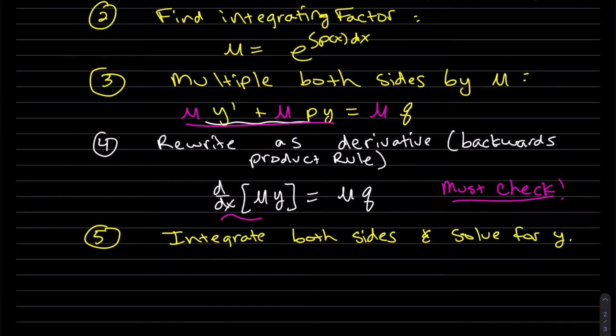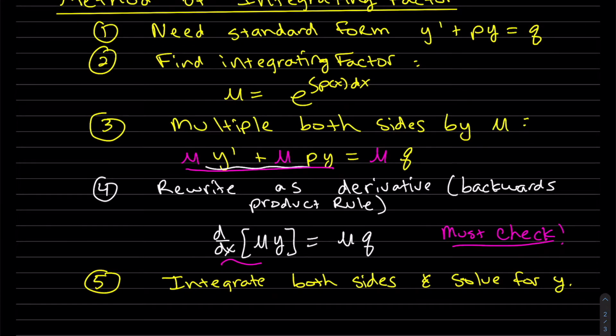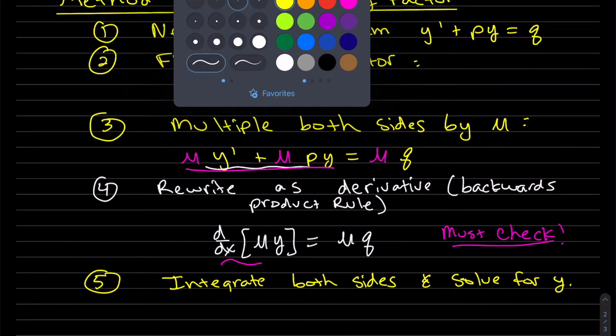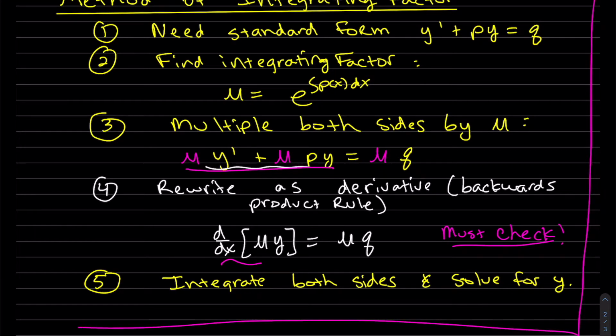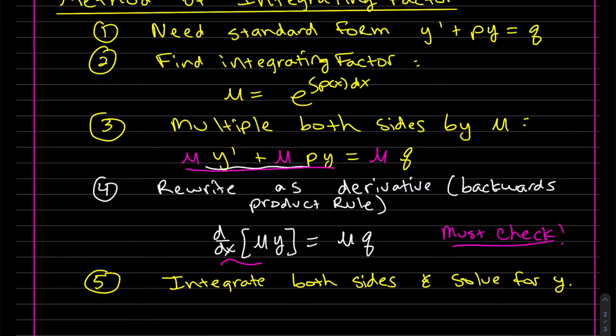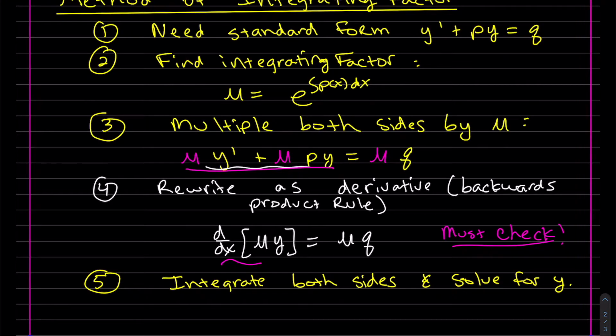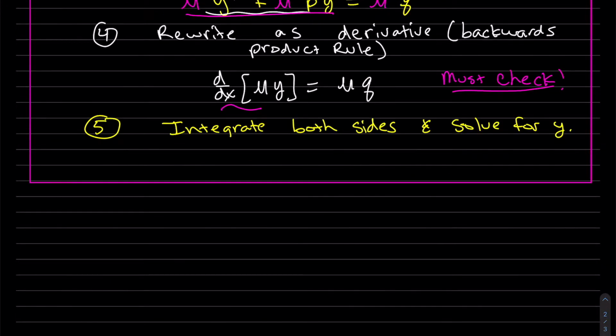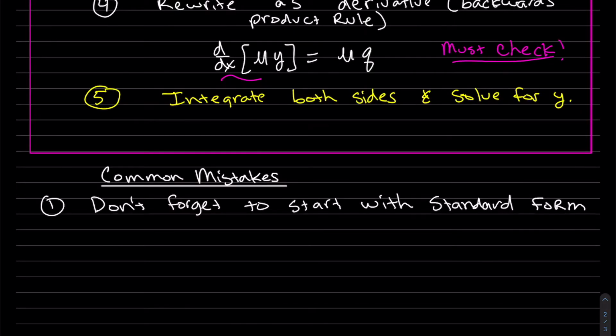Just divide by mu. Again, we're not going to memorize the formula. There is a formula for it, but you'll be way better off if we just learn early on the process. Understand the process, and then there's not much memorizing. Okay, so a couple common mistakes to go over before we do our first example. So the most common one is don't forget to start with the standard form. Again, if you check your product rule, you can catch this mistake also.